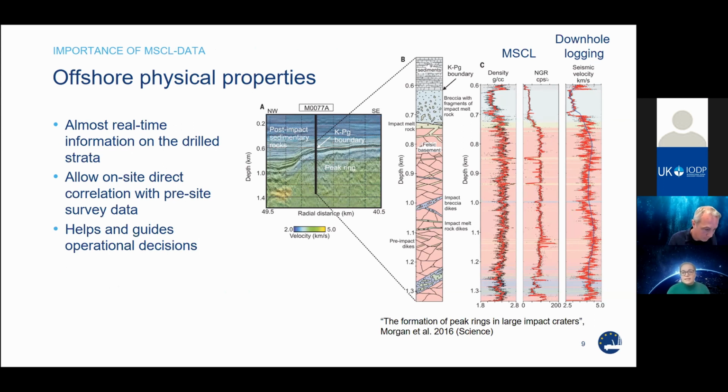On the side here, you see a figure from a 2016 paper by Morgan et al. on the Chicxulub impact crater. And this high impact paper in Science has been worked on before the cores have even been split, based on the MSCL and the downhole logging data with which they could ground truth their numerical model on the formation of peak rings in large impact craters. So the data is not just legacy data, you can really work with it from the get-go.